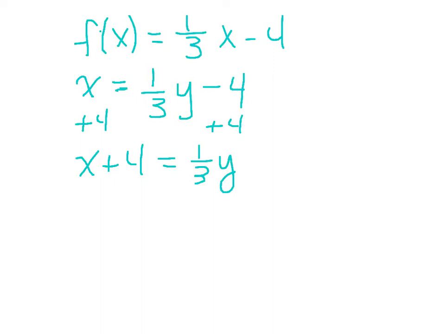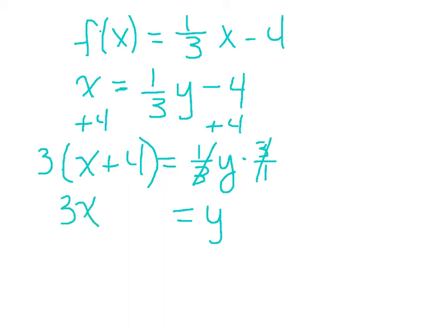And then to keep getting y by itself, I need to get rid of the 1/3. And so I'm going to multiply by 3 over 1, or just plain old 3. And when I do that, I have to multiply the entire left-hand side by 3, not just part of the left-hand side. So on the right-hand side, 1/3 and 3 over 1 make 1, so I just have y. And on the left-hand side, I have 3 times the quantity x plus 4. If I use the distributive property, we get 3x plus 12.